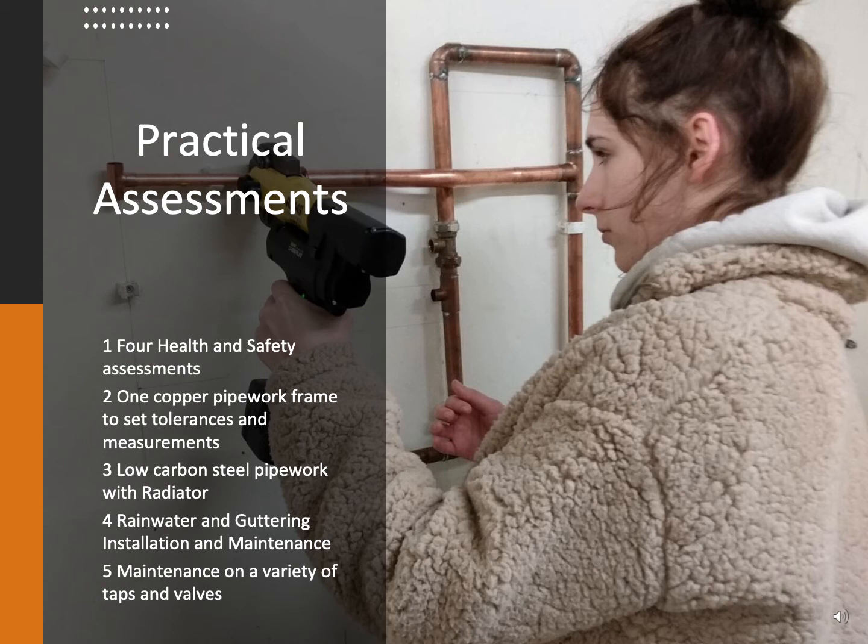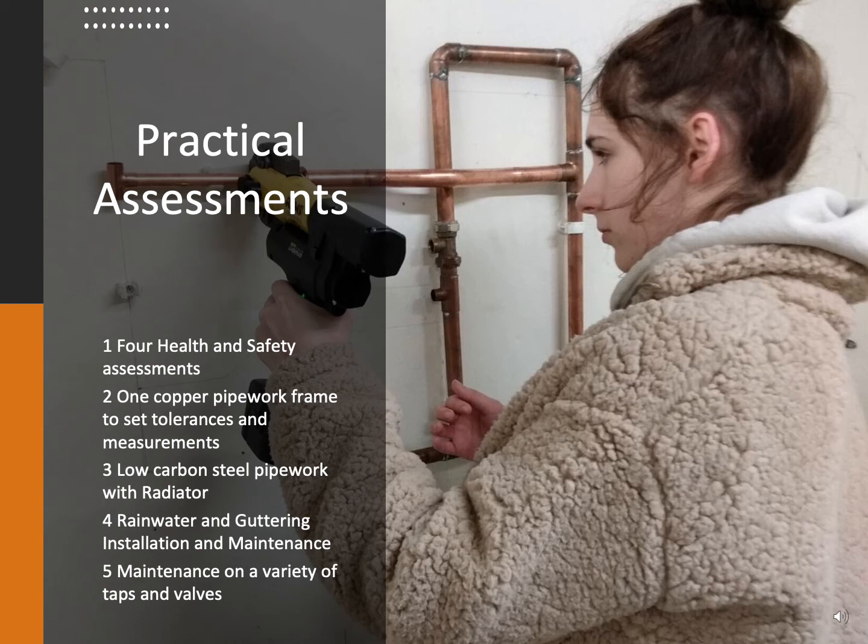Then we have the copper frame that you have to produce, which is something called a PF1 frame. It's a variety of all different fittings, all different bends, and all different sizes of tube put together. Then we have the low carbon steel pipework and radiator, again all set to different tolerances. Everything has to be straight, levelled and plumb, and everything has to be watertight when filled.